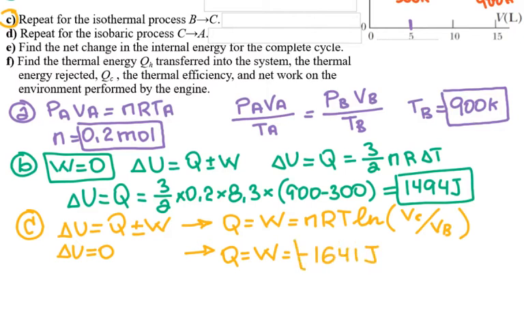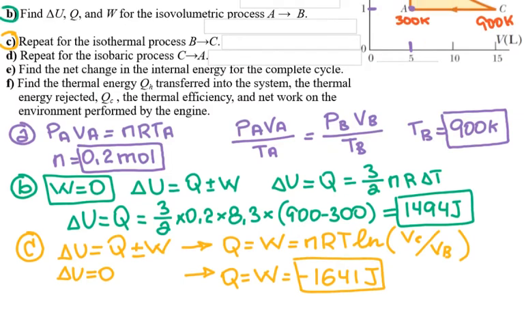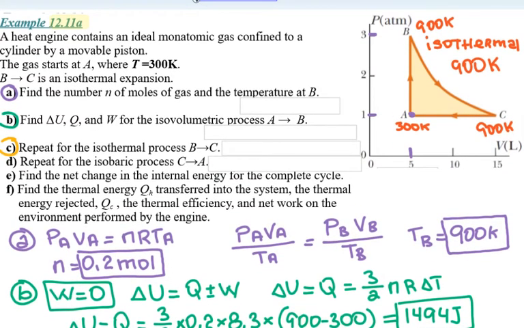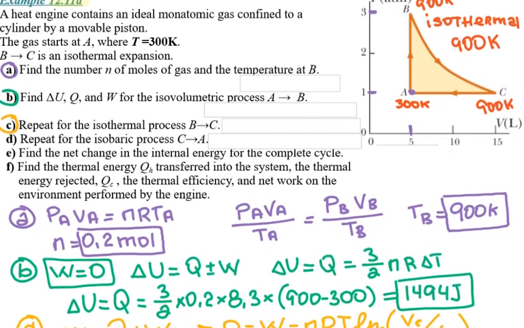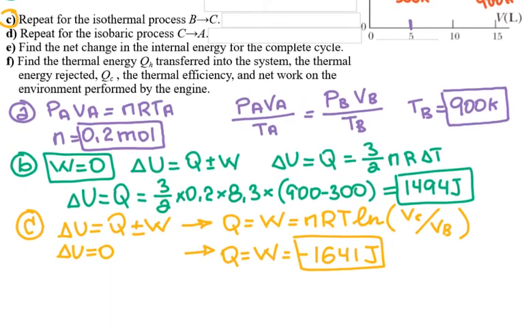And it's negative again because there is expansion between B and C, the gas is expanding, the volume final is larger than initial, so the work done by the gas, not on the gas. For D, they ask you to do the same and continue calculating the work done and the energy for the process between C and A.